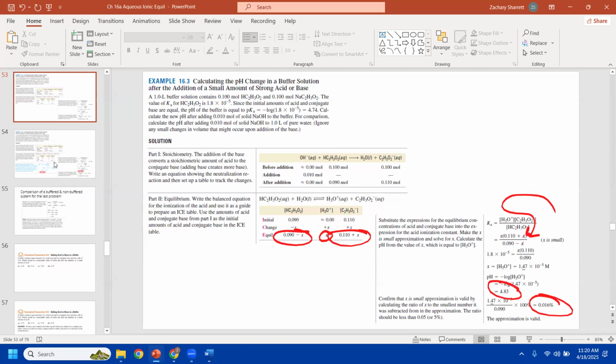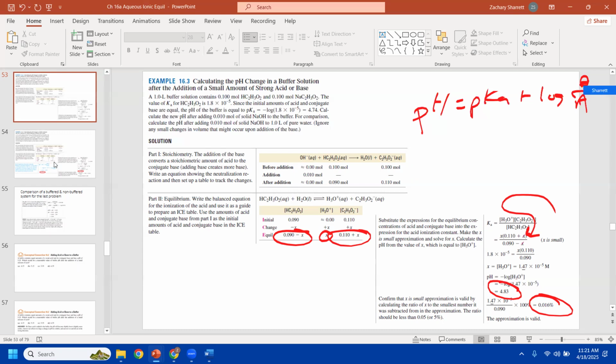Is there any easier way to do this, Cade? Instead of doing the ice table, is there some shortcut formula that makes our life easy? Can we do the pH equals pKa plus the log of base over acid? pH equals pKa plus the log of base over acid.